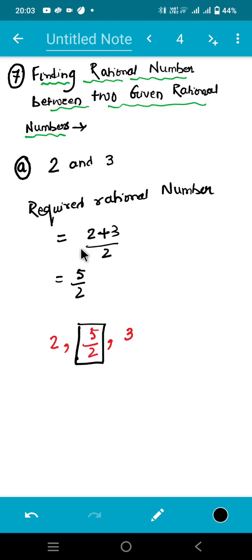Okay. This is how you will find out a rational number when two rational numbers are given to you. So this is one type of example. Now let's move on to the second type of example.